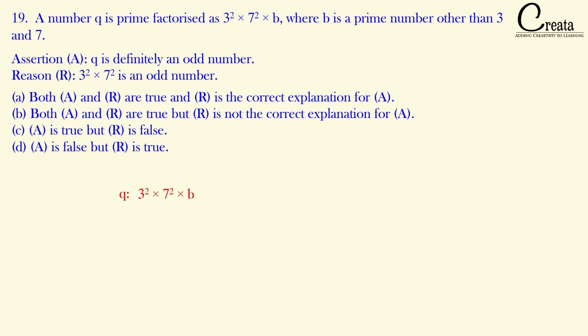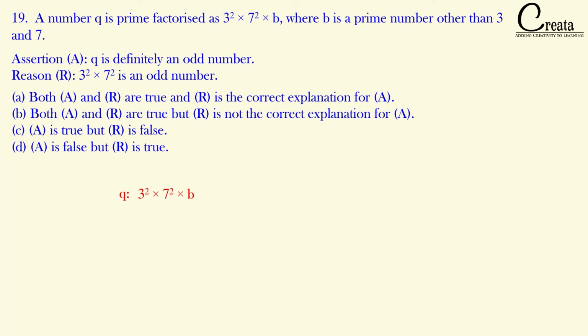That is, we have broken that number into the prime factors: 3 square, 7 square and number b. And b is a prime number. Obviously, we have done the prime factorization, so all the numbers will be prime numbers. And it is given the number b is other than 3 and 7. Okay, we got it. Assertion and reasoning are given.